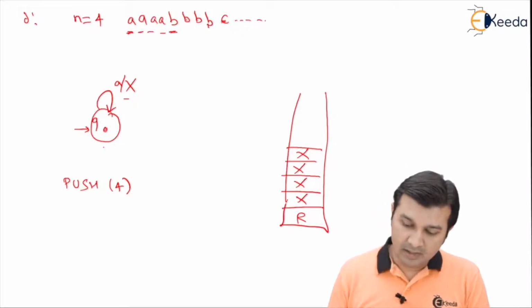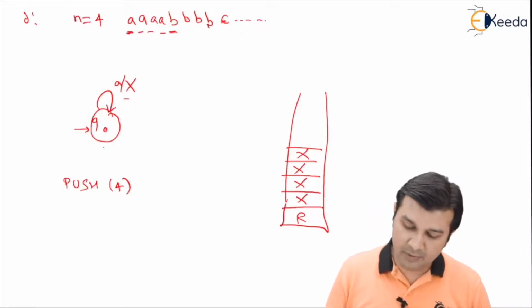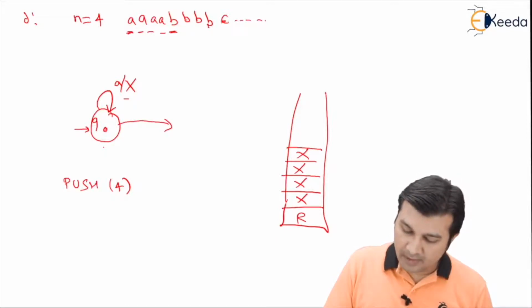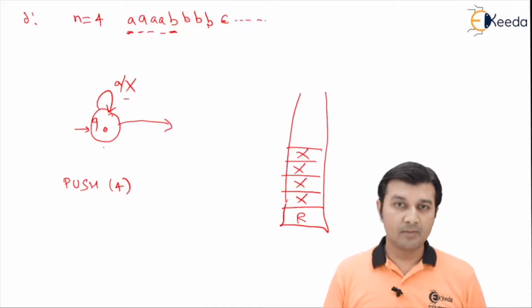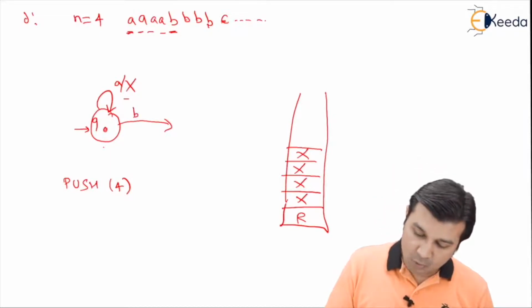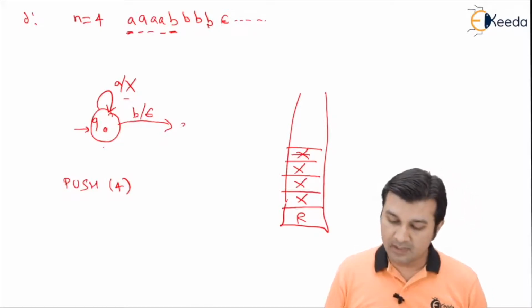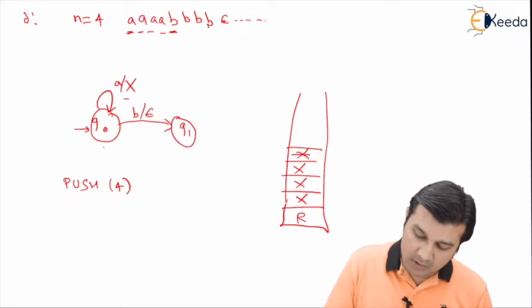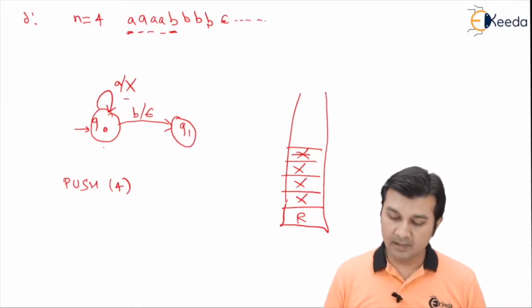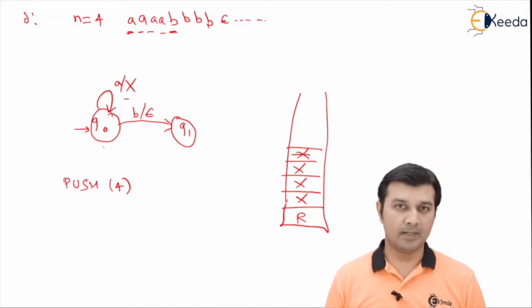So now here, if I say I'm receiving the first b over here, as I told you, since it is going to be the operation where pop is going to be involved for the first time, the moment it receives a b, we are going to pop that X. So this X is going to be popped out. My stack now has only 3 X's, and I am going to change the state, right? So b comma epsilon goes to state Q1.